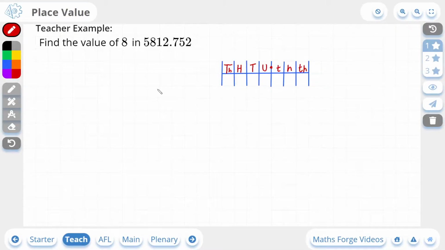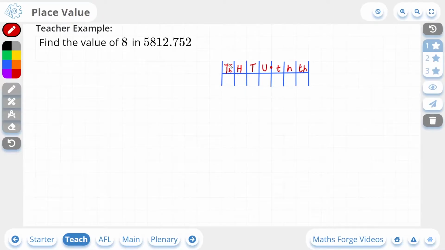So today's lesson is going to be on place value. We're given this example where we're asked to find the value of 8 in this number here, 5,812.752. Now, in order to understand this, let's write out this number, 5,812.752, in this place value table.